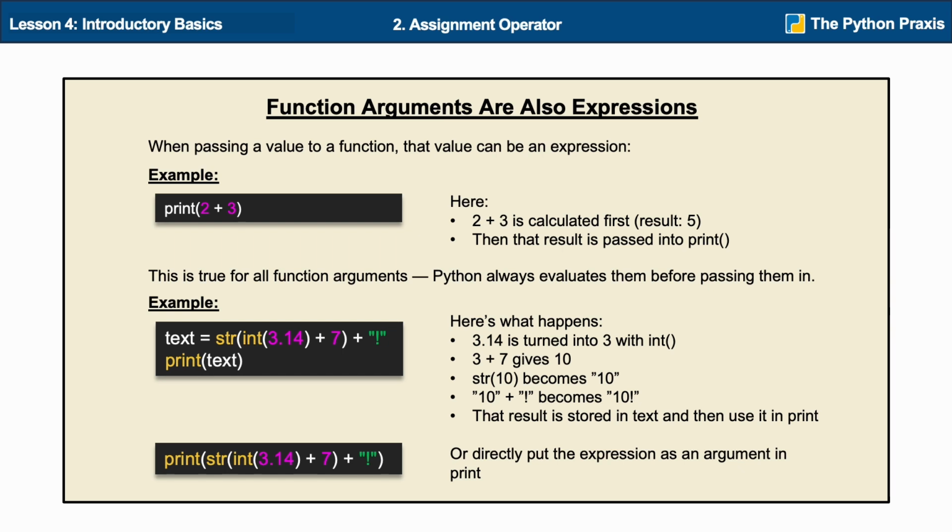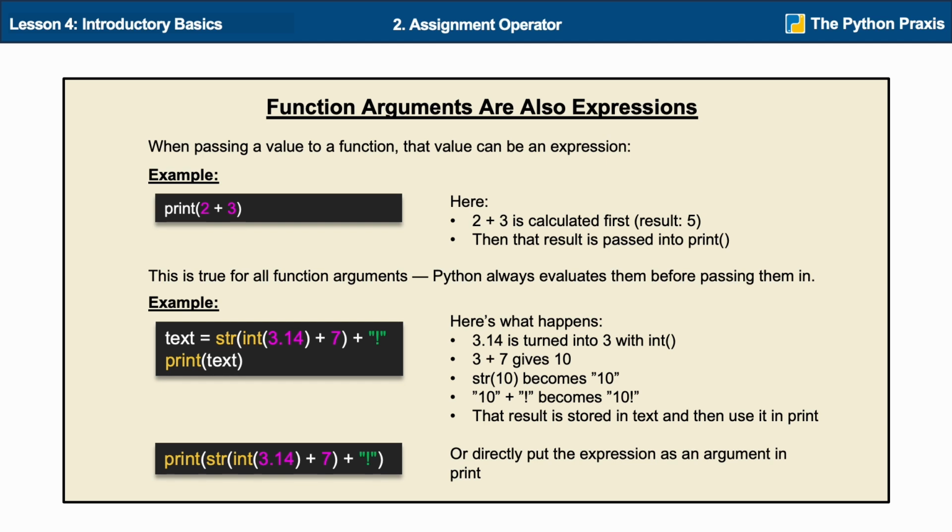Now here's something cool. Function arguments can also be expressions, which means that when passing a value to a function, that value can be an expression. For example, we can write print(2 + 3), and Python first evaluates 2 plus 3 and gets 5. Then it passes 5 into print and prints 5. It always works that way. Evaluate first, then pass it to the function.